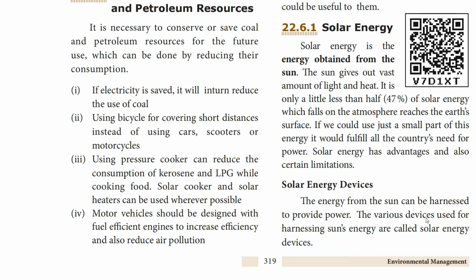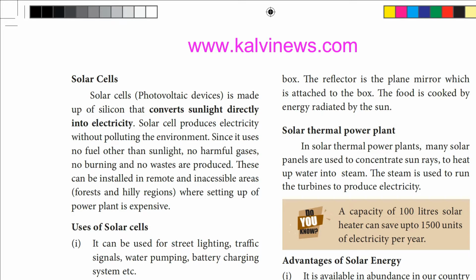What are solar energy devices? The energy from the sun is harnessed to produce power. Various devices that are used to harness the sun's energy are called solar energy devices. First, the solar cell. A solar cell is a photovoltaic device, that means it is a device used to produce electric current at the junction of two substances exposed to sunlight, and it is made of silicon. This converts sunlight directly into electricity. So a solar cell produces electricity without polluting the environment.